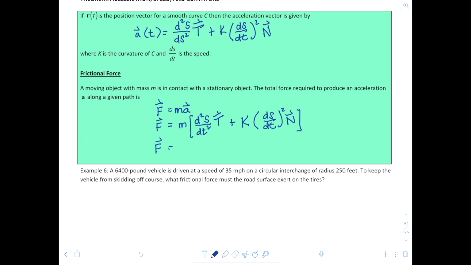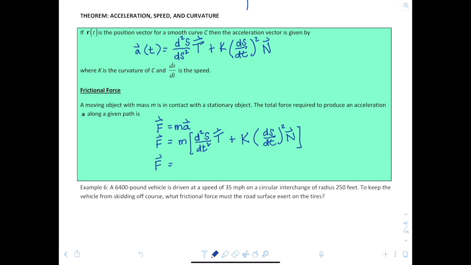But what is all that stuff? Well, the force would end up being equal to the mass times our tangential component of acceleration times the unit tangent vector plus m times the normal component of acceleration times our principal unit normal vector. Cool, cool? All right, so let's look at an example of this.